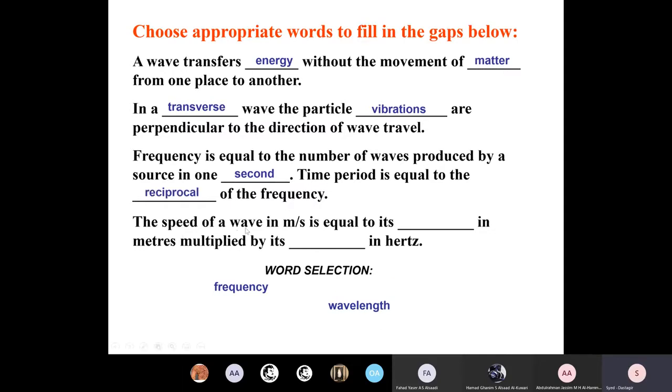The speed of a wave in meters per second is equal to its... equal to. You can type or tell me on the mic. Frequency, Khalid says. Wavelength. No, wavelength in meters, multiplied by its frequency in hertz. Come on, Khalid. The clue was there.